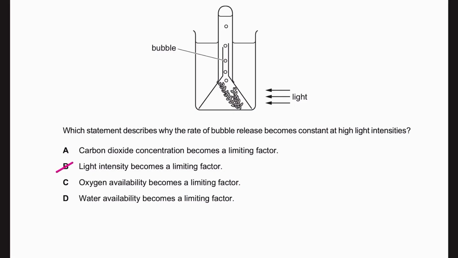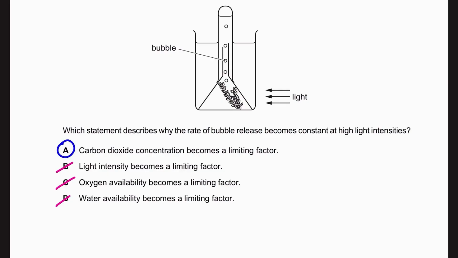C, oxygen availability becomes a limiting factor. Not really. This is photosynthesis. Photosynthesis does not require oxygen. It produces oxygen. So therefore, I don't need oxygen to be available. And then water availability becomes a limiting factor. It doesn't look like water is going to be limiting anytime soon because the whole thing is dunked in water, right? So it's not going to be that. And therefore, the answer is A.